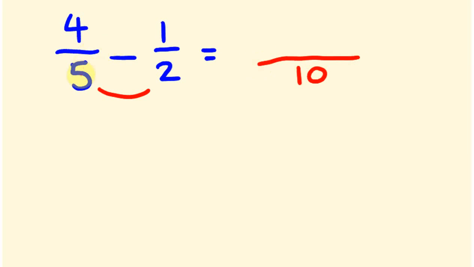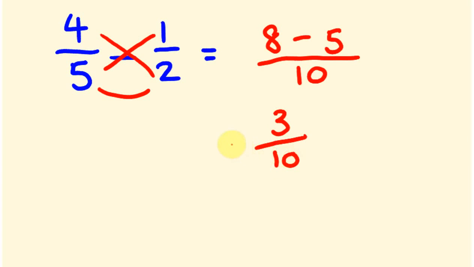What are we going to do now? We multiplied 5 times 2, so we're going to have to multiply 4 times 2. 4 times 2 is 8. And now we have to multiply this 1 times 5. 1 times 5 is 5. And we keep the symbol in the middle the same, subtract. So 8 take away 5 is 3. Our answer is 3 over 10.